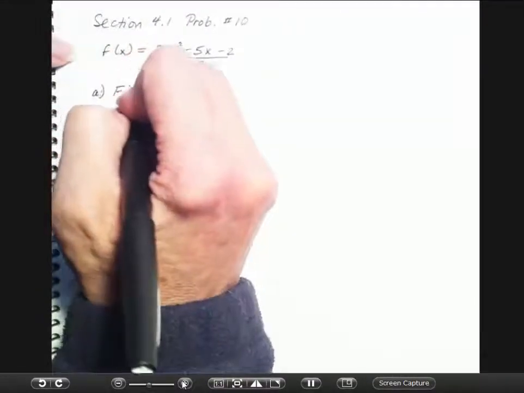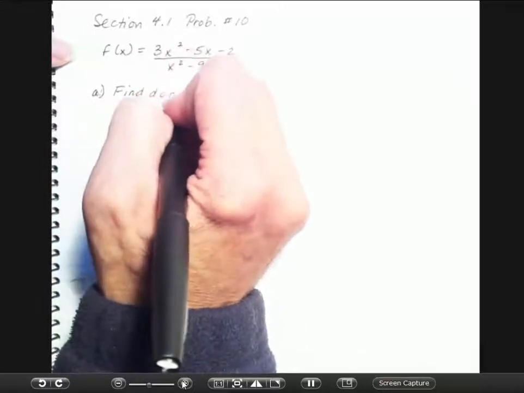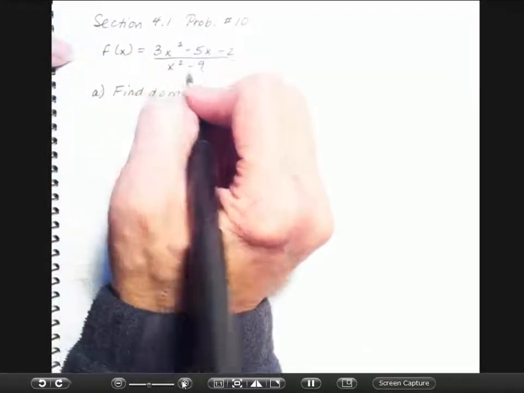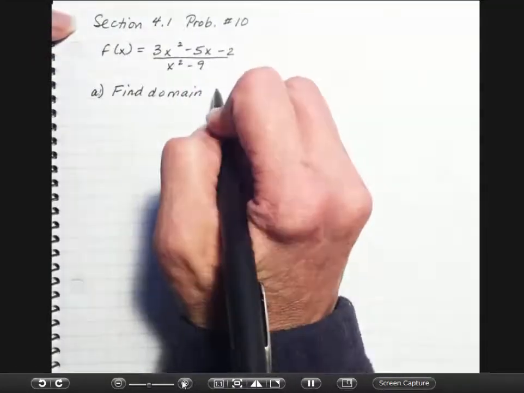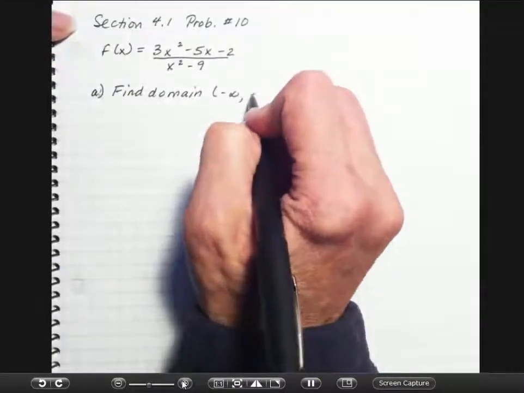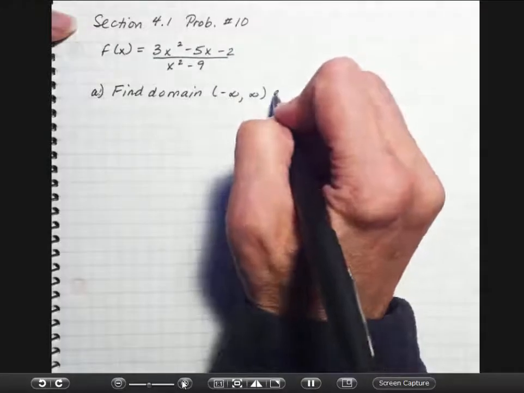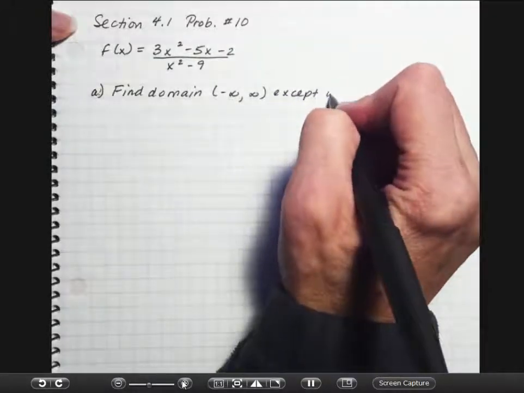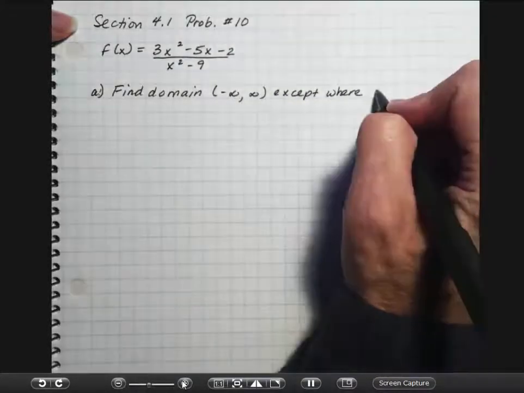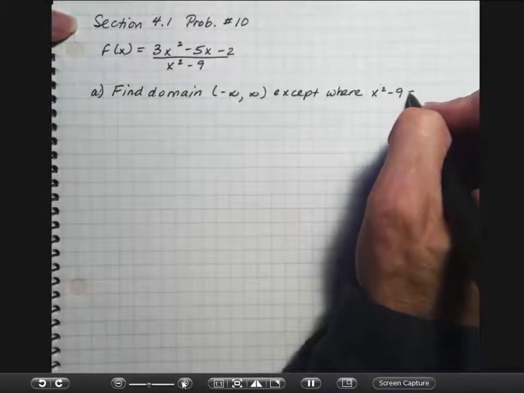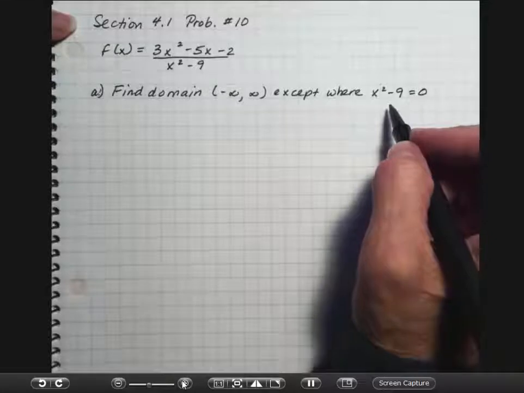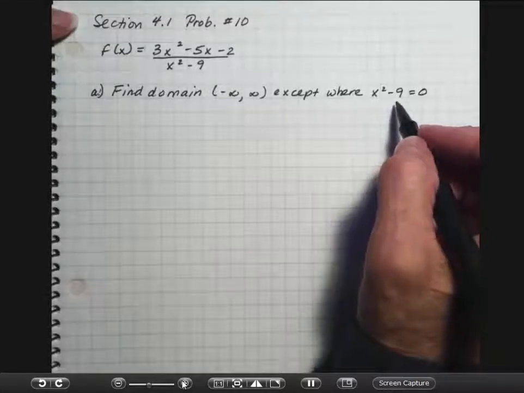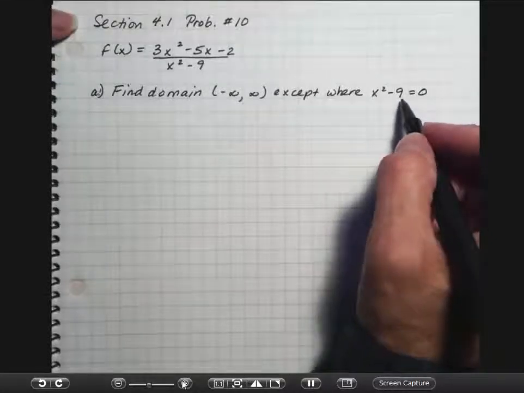To find the domain for a rational function, we need to look at the denominator. So the domain is going to be all real numbers, negative infinity to infinity, except where x squared minus 9 is equal to 0. So we need to figure out where x squared minus 9 is equal to 0. To do that, we're going to factor. This is the difference of two squares.